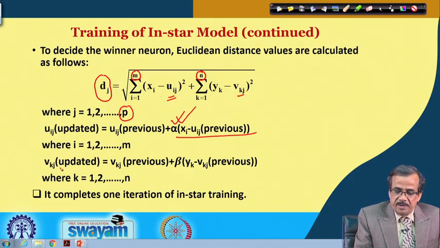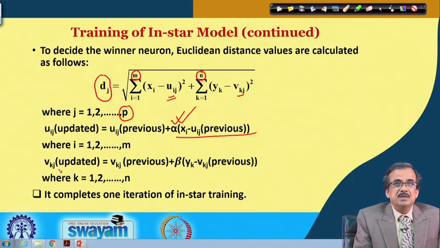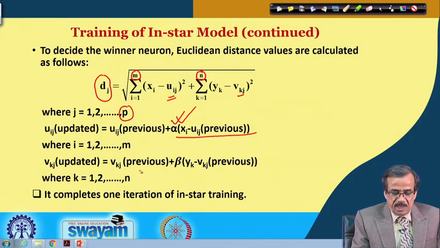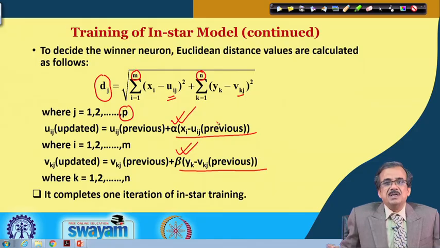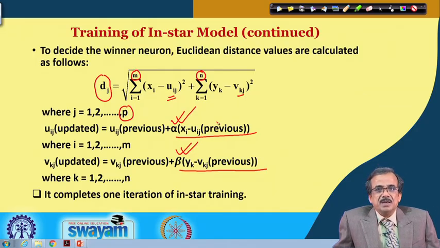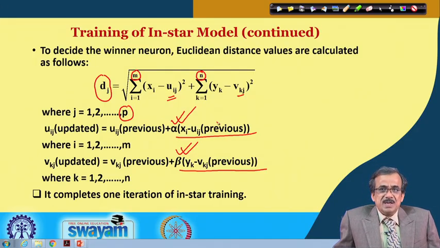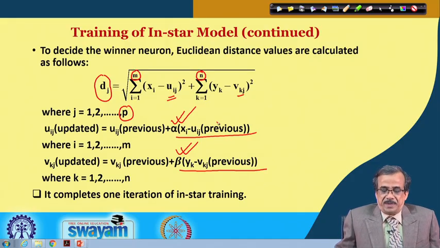Now, v k j, this particular connecting weight, how to update? So, v k j updated is nothing but v k j previous plus beta into y k minus v k j previous. Now, this particular beta is once again the learning rate. Once that particular process is over, we are in a position to declare who could be the winner lying on the hidden layer, and that completes one iteration of in-star training.